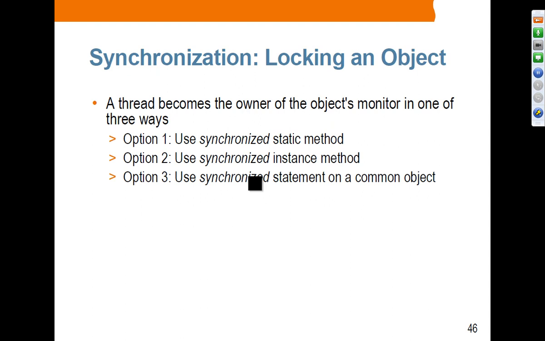So there are three different ways that you can synchronize using this lock, meaning a thread becomes the owner of this lock in one of three ways. You can use a synchronized static method, you can use a synchronized instance method, and you can use a synchronized statement on a common object. So let's see each of these schemes.